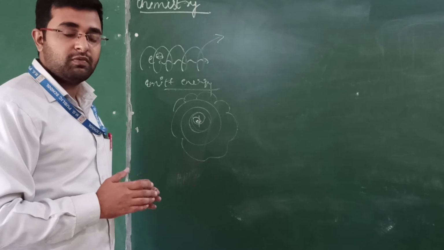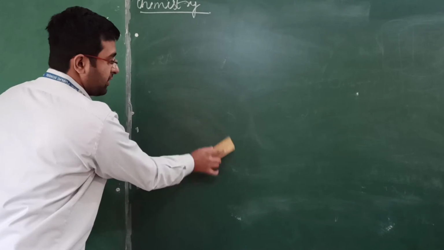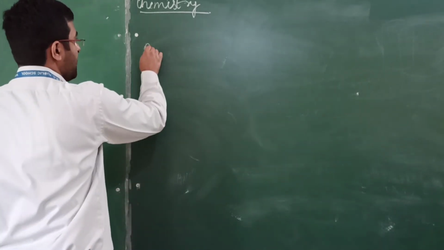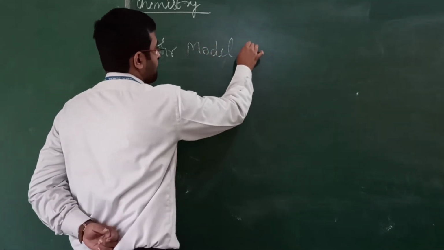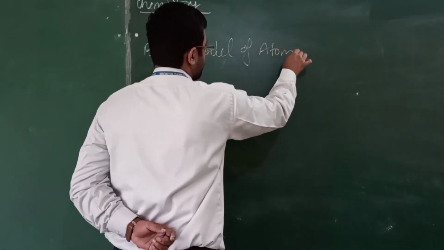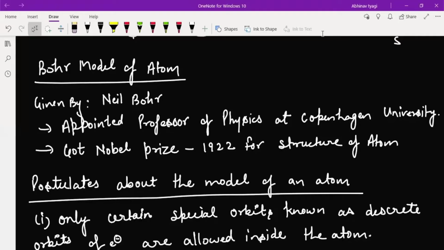So this problem was solved by Bohr. Today in this video we are going to start the Bohr model of atom. So let us start. Dear students, this model was given by Niels Bohr. In order to overcome the objections raised against the Rutherford model of the atom, Niels Bohr put forward the following postulates about the model of an atom.